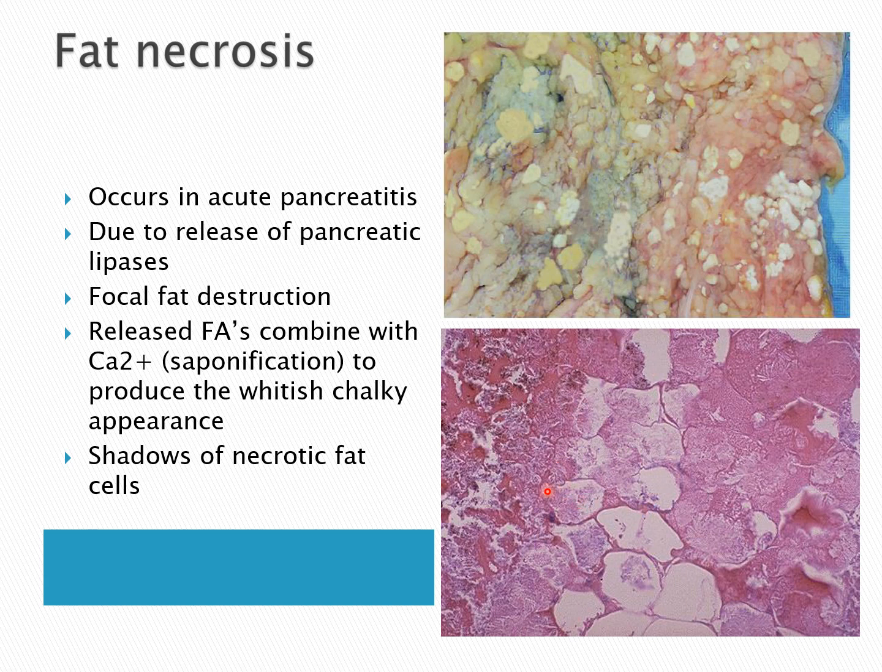Microscopically, we see the shadows of these necrotic fatty cells under the microscope. So fat necrosis, we usually first think of acute pancreatitis as the typical example.